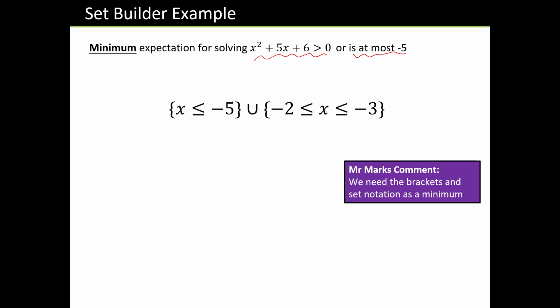This isn't the only answer, but this is an answer. At most means the number, so that's why it's got the equals part, and then less than the number. At most minus 5 means you can have minus 6 as well. That's the idea. This one here, where do these come from? This is from solving this, factorizing it and getting minus 2 and minus 3, you should get. In fact, let's just test that out. So you get x plus 2, x plus 3.